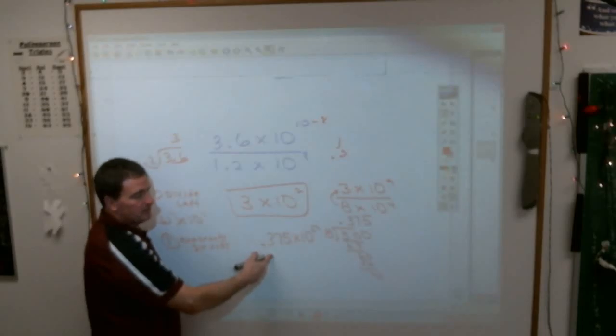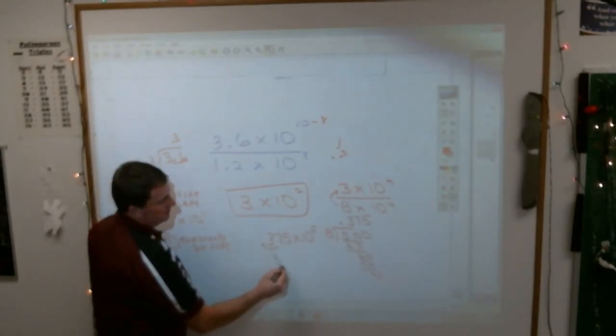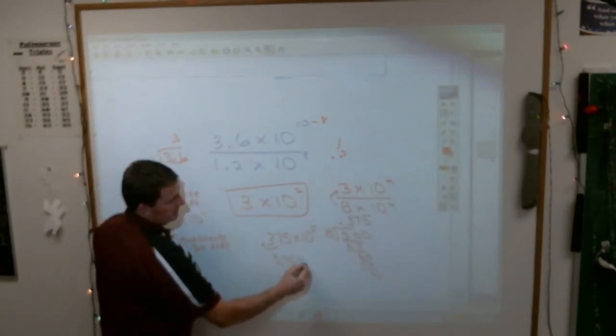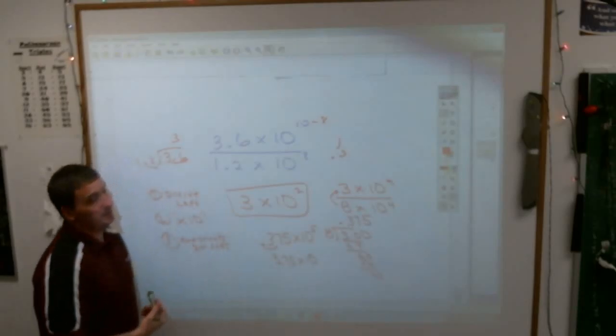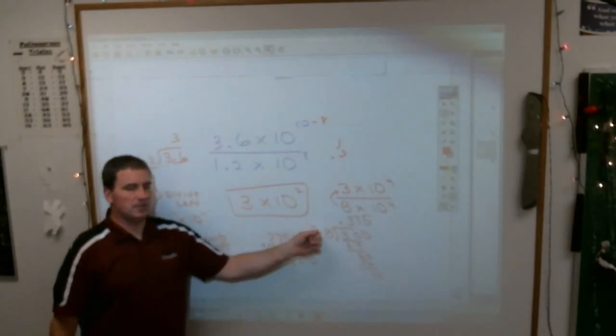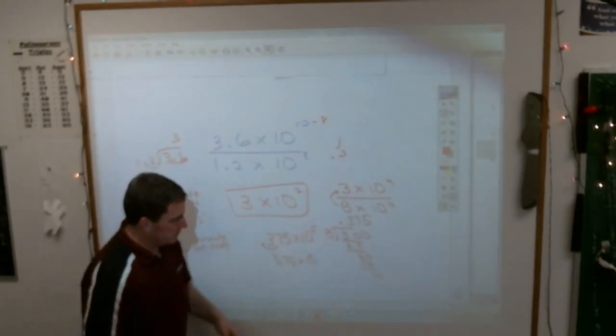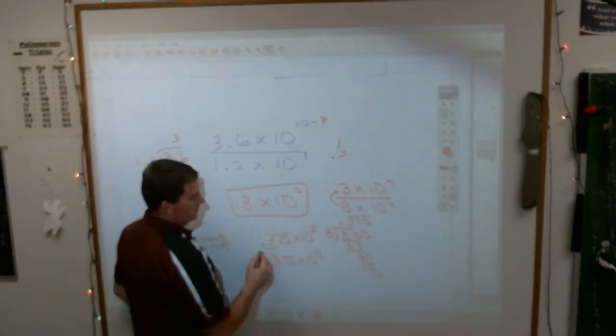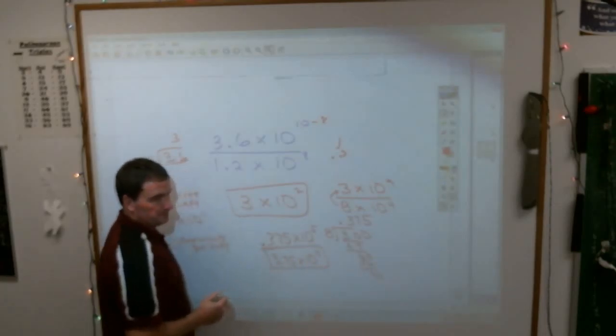Between the 3 and 7. Right, so I need to move the decimal here and make it 3.75. And then the exponent, here's where a lot of people just go wrong. What do I get for my exponent? I made this one bigger, so this becomes one smaller, and it's 10 to the 4th power.